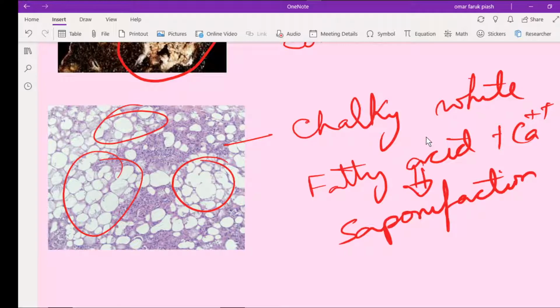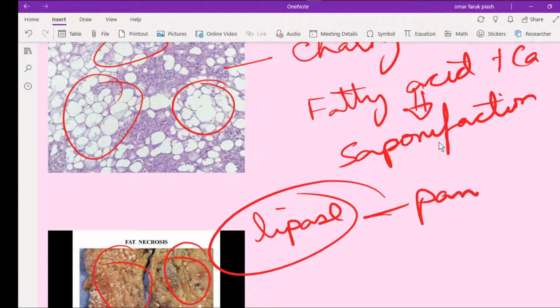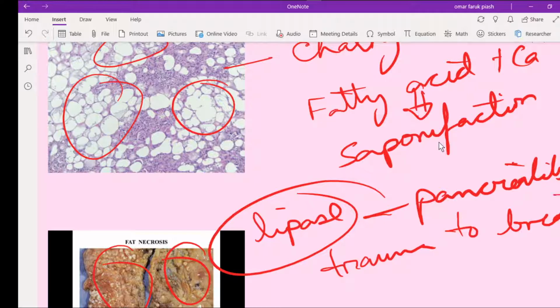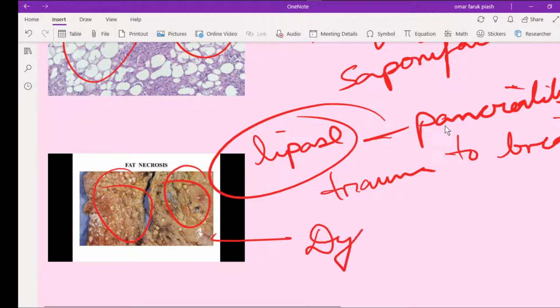And I've already told you that in pancreatitis, in the peripancreatic area, there is fat necrosis, and it is due to release of lipase enzyme, which causes pancreatitis. And again, another area, like the breast: trauma to the breast can cause fat necrosis. And as there is fat necrosis, that means it is happening in dying tissue and calcium is released. So in here there is a dystrophic calcification.